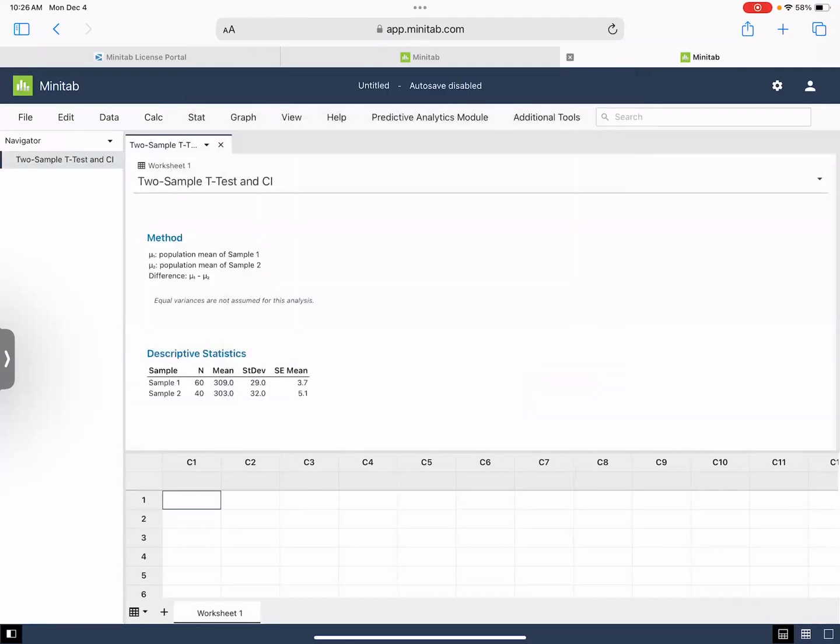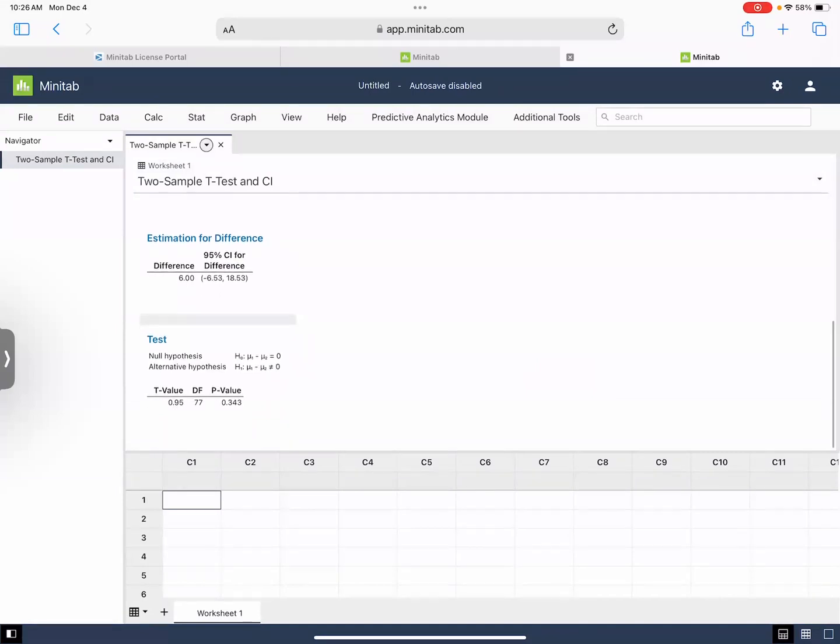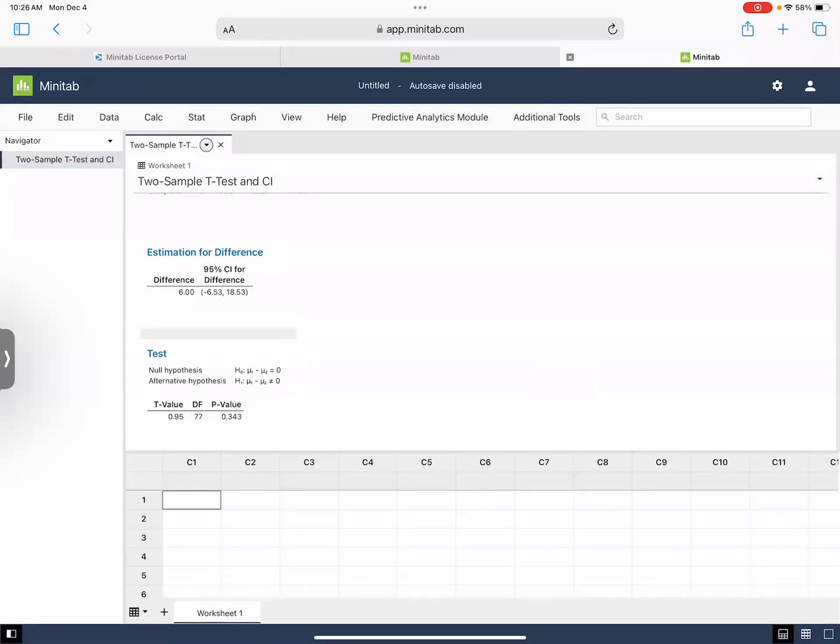And I get a lot of information on here, right? Before, we really focused on the estimation for difference that gave us the confidence interval, but we only care about the p-value since we're doing a hypothesis test. So our p-value is down here under Test. 0.343 is our p-value. Okay. Any questions on Minitab?